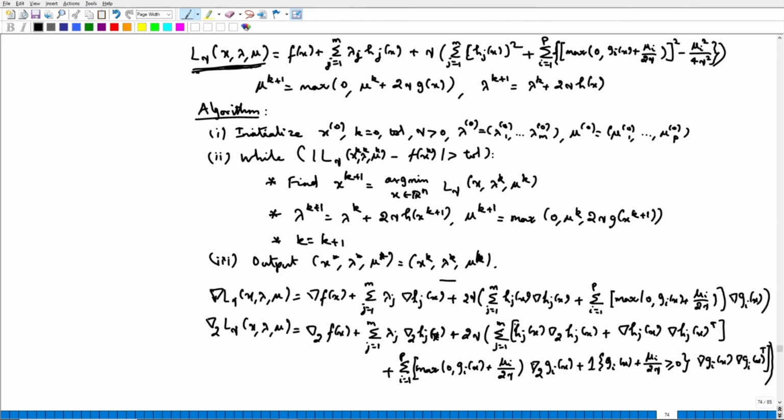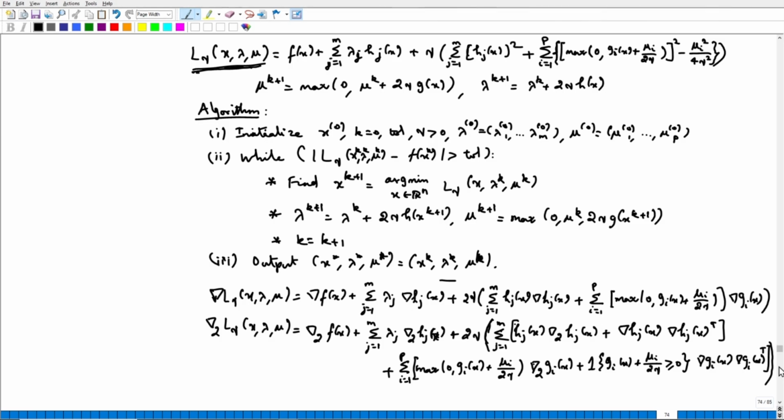So this bracket for 2 gamma closes here. Okay. So of course the Hessian here as well has a problem. You can see that when gi of x plus mu I by 2 gamma is greater than 0, we will have del g of x into del g of x transpose. When it is less than 0, we won't have it, but at equal to 0, yeah.